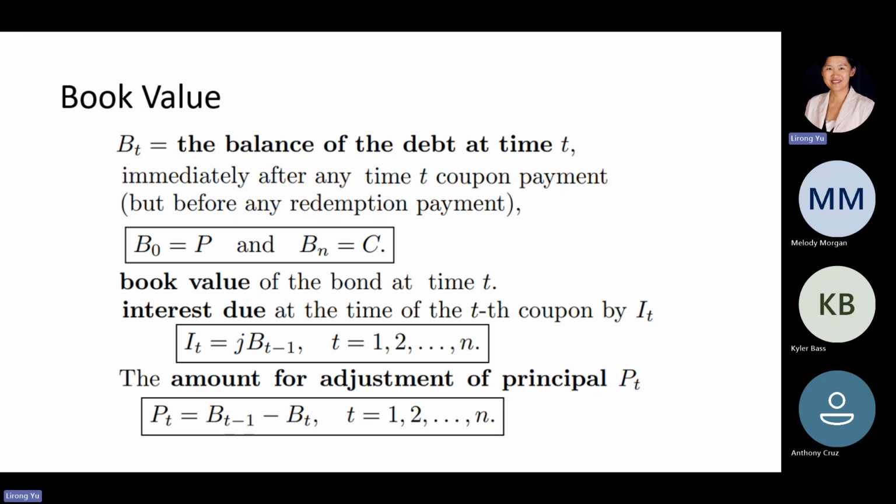So if we have a bond that is sold at a premium, that is, P is higher than C, in that case Bt minus 1 is higher than Bt. So Pt is actually calculating a premium, right? Higher value minus a lower value. And that's called the amount of adjustment of the principal, kind of like the principal payment in the loan amortization plan. But Pt also indicates that if P is higher than C, Pt is calculating the premium in that particular payment.